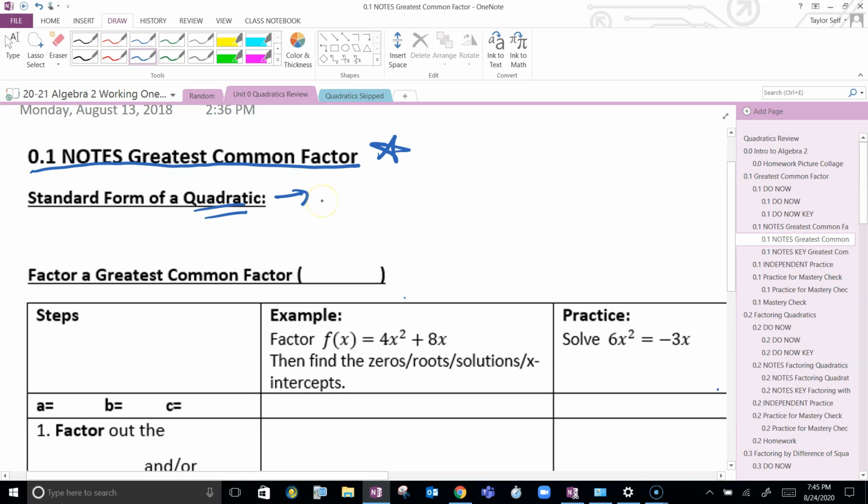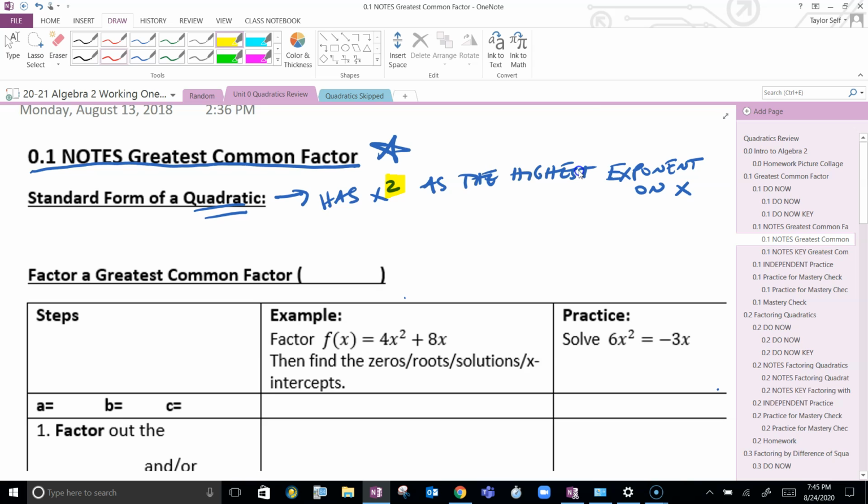A quadratic is an equation that has x squared as the highest exponent, or highest power of x, exponent on x. So x squared, or 2, you could think of it as 2, is the highest exponent on x.